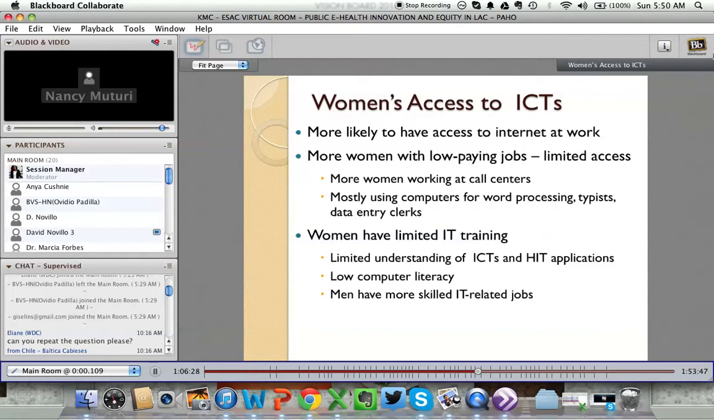Other women in the offices, most of them are working as typists, word processors, data entry clerks. That does not enable them to really have real knowledge about IT use. Sometimes even the internet access might be limited. So women also do have limited IT training, because when I did my research in Jamaica, for example, results show that there are actually more men who are doing IT courses as opposed to women. So women are not very computer literate, and that also affects the way they use ICTs for health purposes.